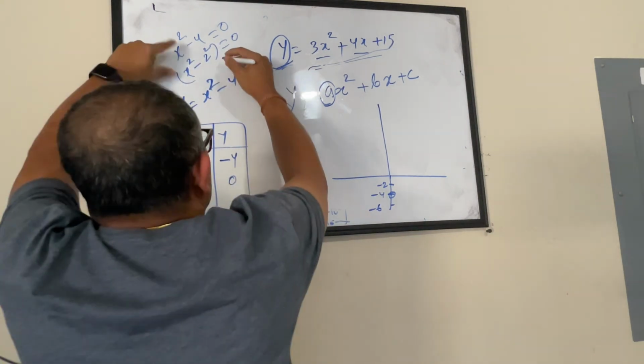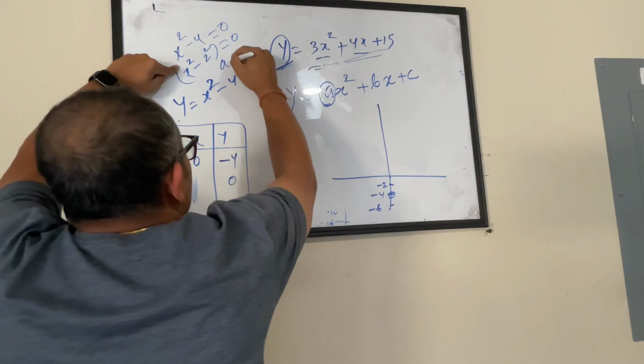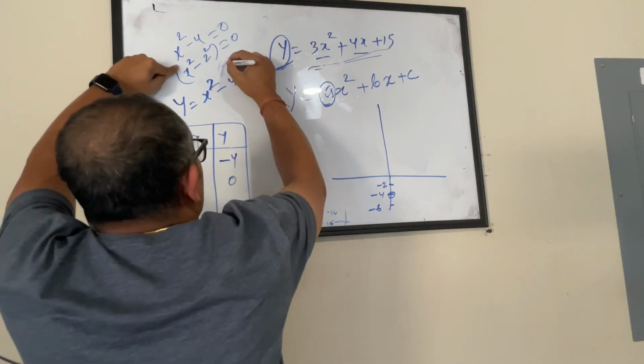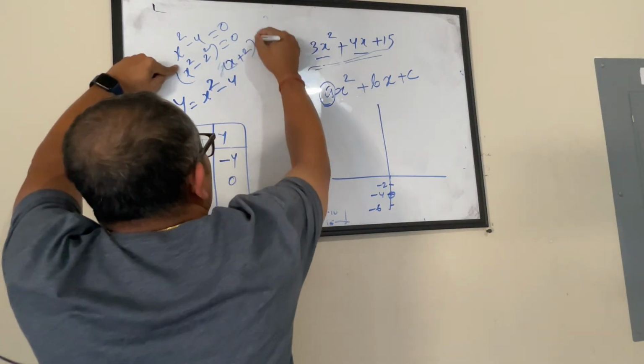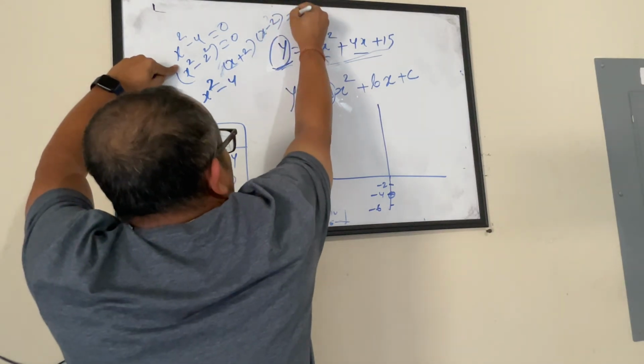Now, if you look at this, this is a squared minus b squared form. That will be equal to (a plus b) into (a minus b). So (x plus 2) into (x minus 2) equals 0. Correct?